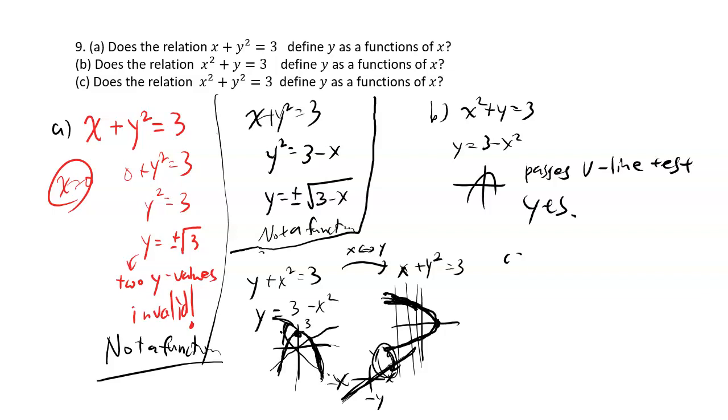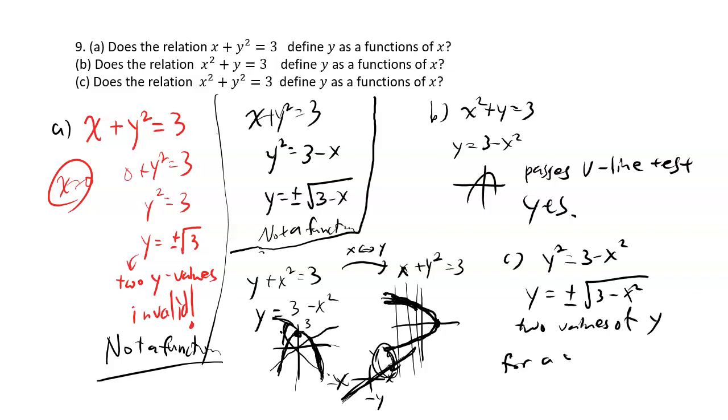Okay. C, again, you can just move the x squared to the other side, and then take the square root, and then immediately get plus or minus. So 2 values of y for a given x. So no, not a function.